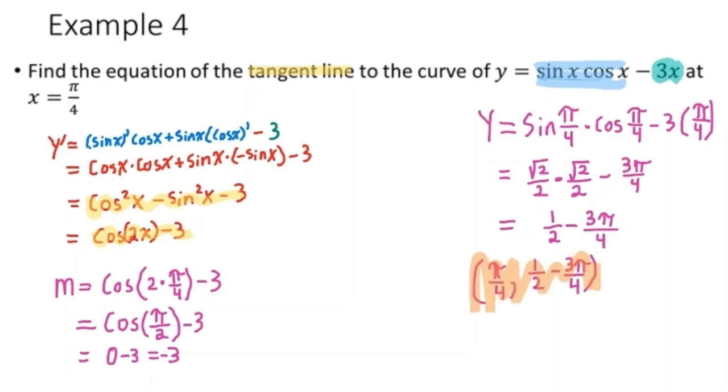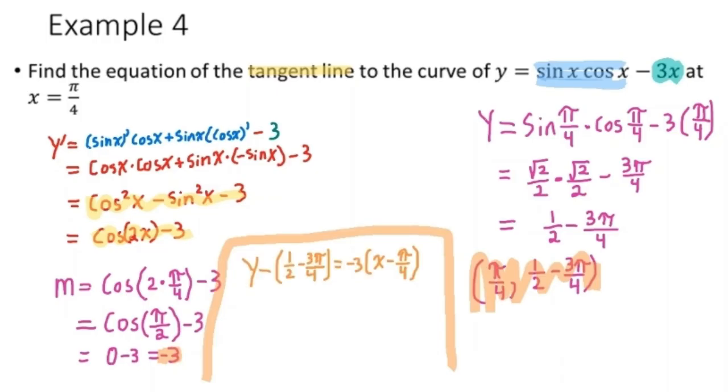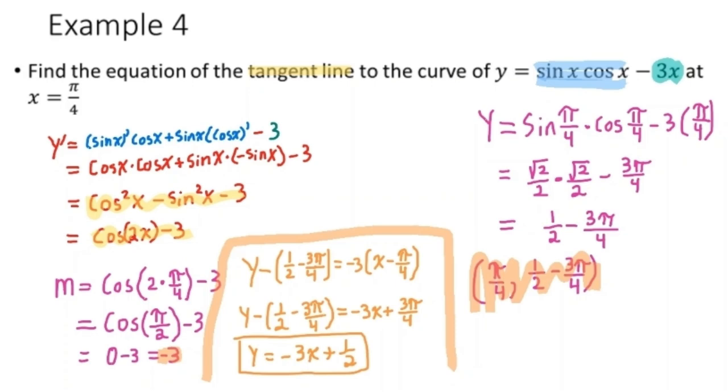Now that we have the point that our tangent line passes through, along with the slope of our tangent line, we can now write the equation of our tangent line. Starting off with the point-slope form, we get that our line is y minus the quantity 1/2 minus 3 pi over 4, which equals negative 3 times x minus pi over 4. From there, we can rewrite it into slope-intercept form, first by distributing in the negative 3. Then we can add the quantity of 1/2 minus 3 pi over 4, which gives us y equals negative 3x plus 1/2. So the equation of our tangent line in slope-intercept form is y equals negative 3x plus 1/2.